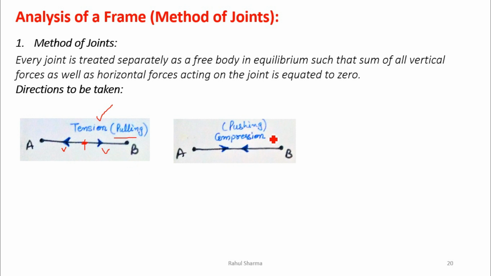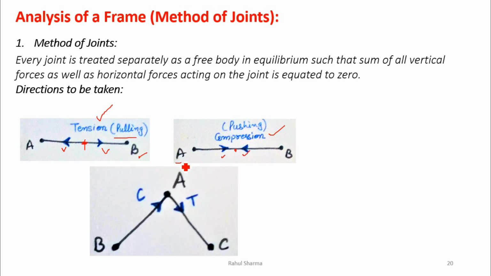Similarly, when I have to show compression, we take this direction in the member, the direction of force towards the midpoint. So this is the direction for a member. But when we talk about a joint, let's say I'm talking about joint A. Now joint A will be under compression. It means we have this force. Under tension, we have this force. Away from the joint, tension; towards the joint, compression. These direction systems are required in the calculation or analysis of frames.